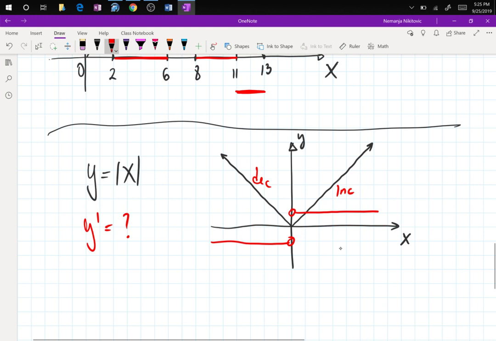What is the derivative? The derivative is just all of the slopes, the m values, piled up together. So the red line is f prime. I call it y prime, whatever. The black line is f of x, the original absolute value of x. And that's that.